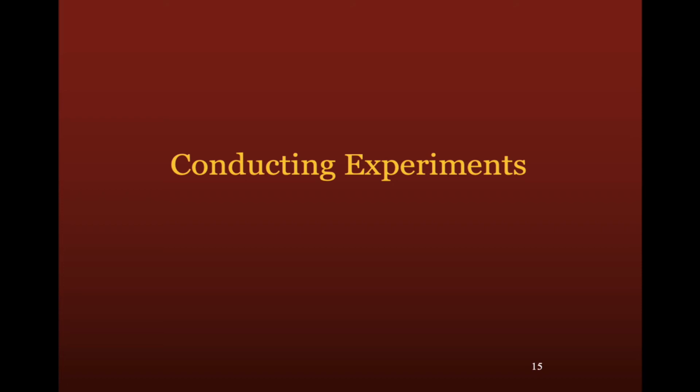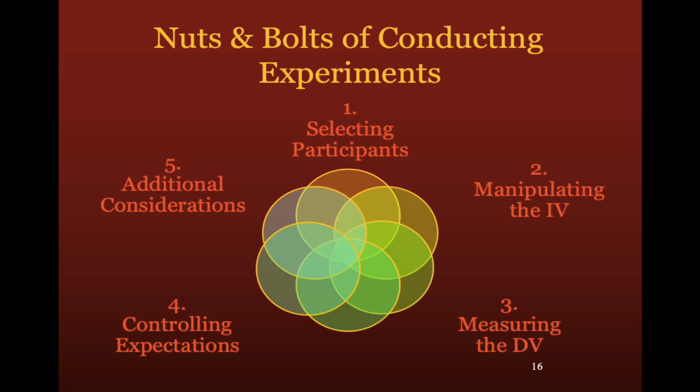All right, so that was our review. Just want to make sure that we are really clear on some of those basic ideas with experiments. Now what I want to do is spend a few minutes talking about 5 nuts and bolts issues when it comes to doing an experiment. So let's start with 1 and we'll work our way through to 5. First one, selecting participants.